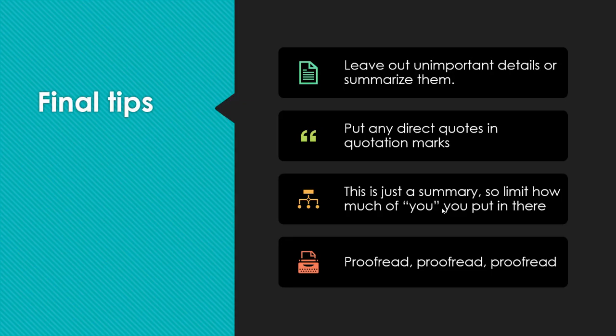All right, so your final tips. Remember, you want to leave out unimportant details, summarize them as briefly as possible. If you have a direct quote, put it in quotation marks. Limit how much of your own feelings about the reading you include, because this is a summary. This is not about how you feel about the information. And then, as always, before you turn in a piece of writing, you want to proofread, make sure it's correctly formatted, and that you have got everything that you need to fulfill the assignment.